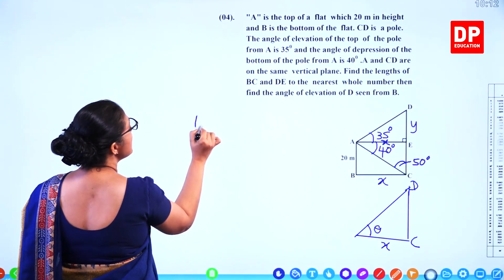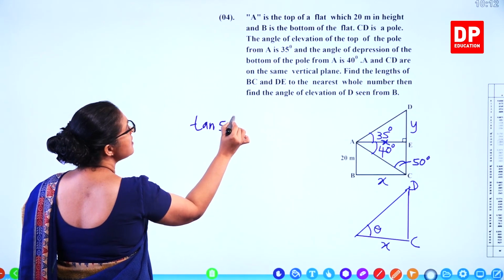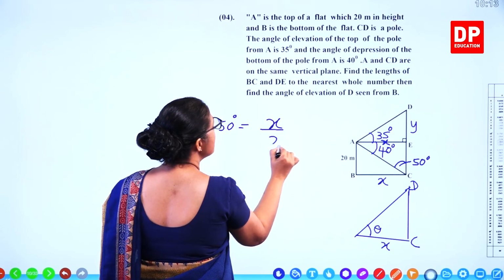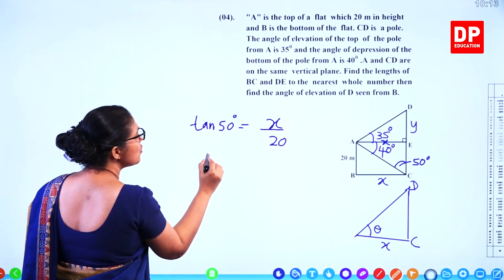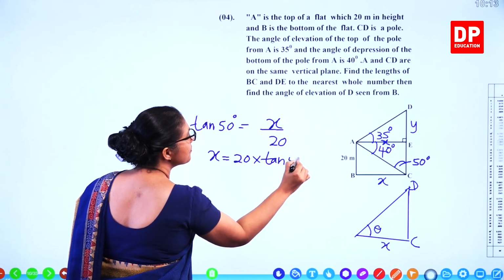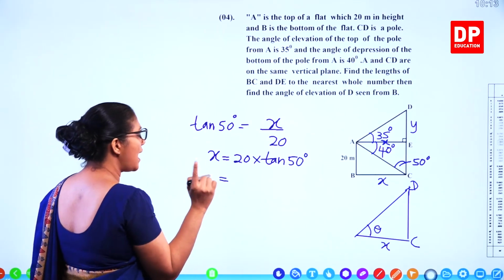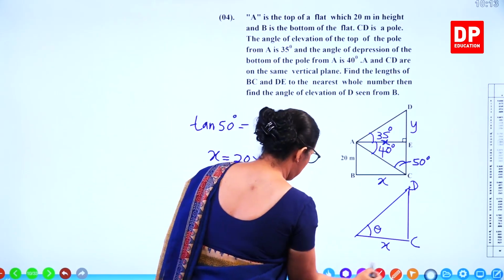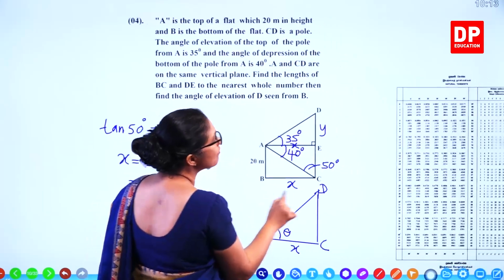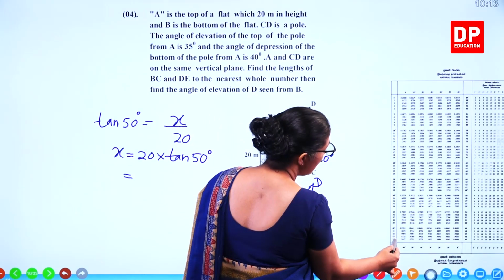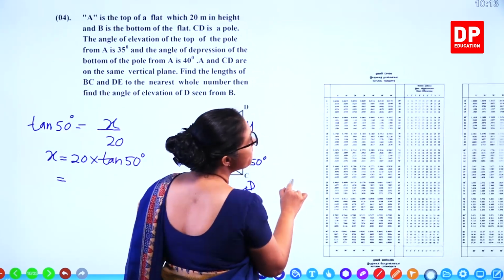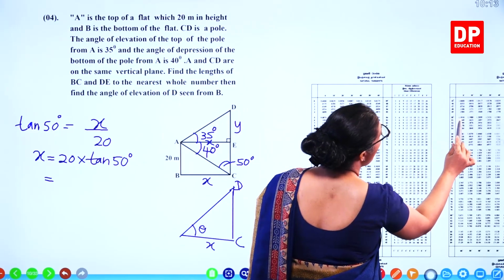So tan 50: the opposite is X, the adjacent is 20. Now you can just multiply by 20. X is 20 times tan 50. Now refer to the tangent tables and get the tan 50 value. Tan 50 from the second table is 1.1918.